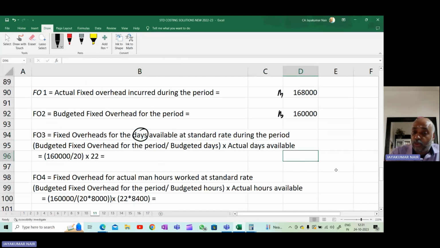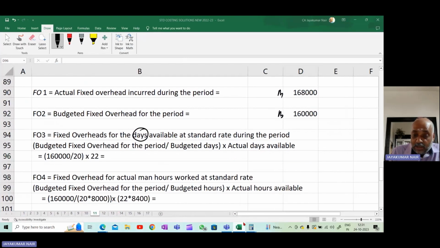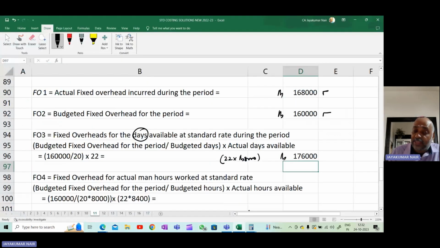So how do you compute FO3? What is the number of days? 22. So 22 days they have worked. 22 into rupees 8,000. So that will give you how much? 8,000 into 22 is 1,76,000. Actual overheads and budgeted fixed overheads are already given in the question. And here, fixed overheads for the days available at standard rate during the period: in this particular period, the days available is 22, and per day the rate is 8,000. So multiply the two, you get 1,76,000, and that is FO3.